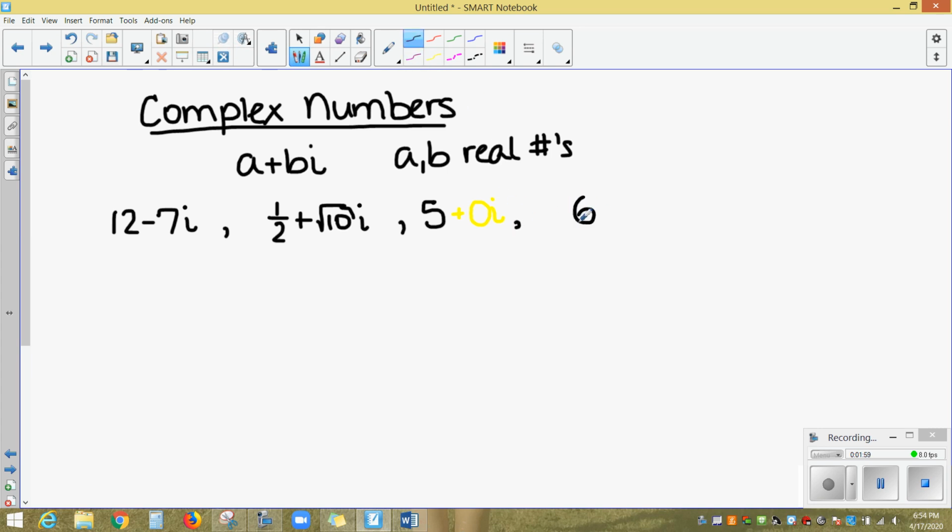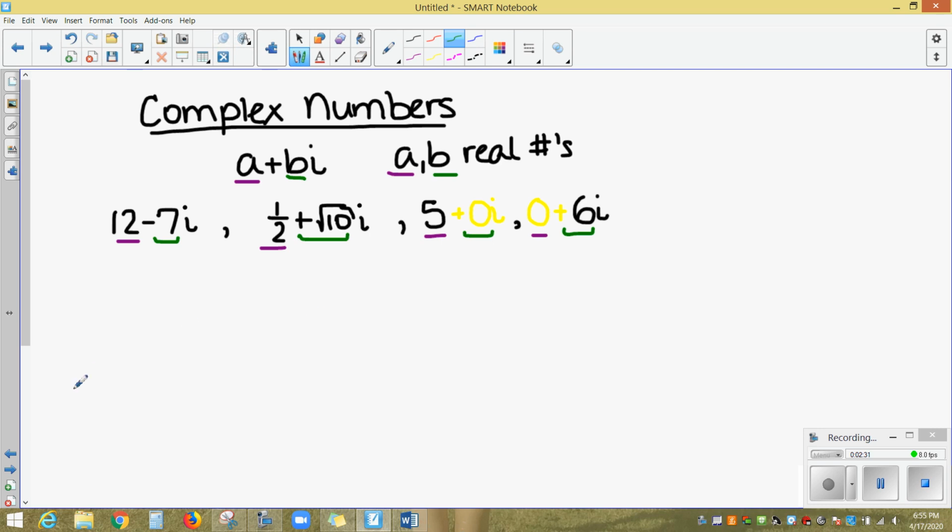Or just the number 6i is complex because the real part is 0. We can think of it as 0 plus 6i. In a plus bi, a is called the real part of the number, and b, the coefficient on the i, is called the imaginary part. So -7, square root of 10, 0, 6.